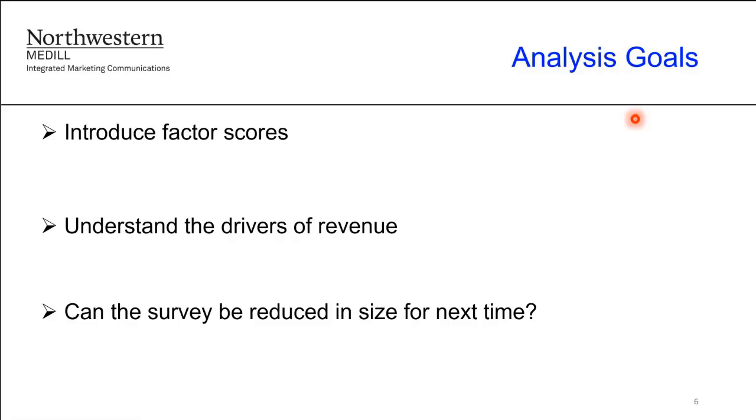The analysis goals we have here are 3. The first one is introducing factor scores that will be used for the regression models and understanding the drivers of revenue. This is about interpreting the beta coefficients in the regression model. And can the survey be reduced in size for next time, okay? So this is about simplifying the survey.